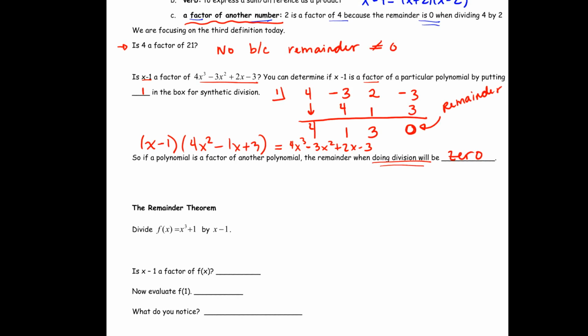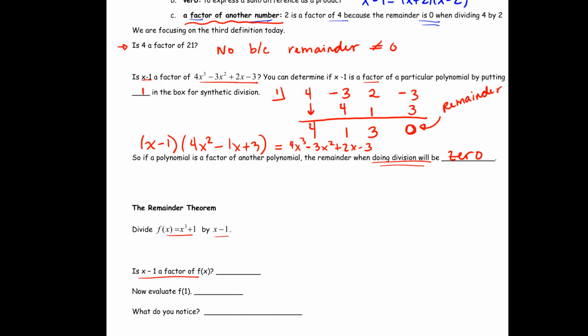If you divide f of x, which is x cubed plus 1, by x minus 1, how could we determine if x minus 1 is a factor of that polynomial? How could we determine quickly? Or just let's answer the question. Is it a factor of the function?